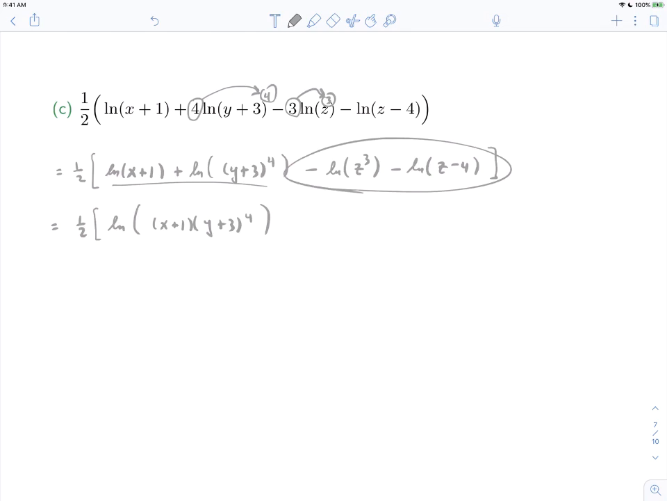And now here I have a minus in front of both of these, so let's subtract that. So that's minus, ln z to the 3 plus ln (z minus 4). And all of this is being multiplied by 1/2. So maybe I should use parentheses here just to keep it from getting too confusing, like that. Okay, so there's a 1/2 in front. We'll deal with that at the end. So there's a bracket, and this is an open bracket, and this is a closed bracket.